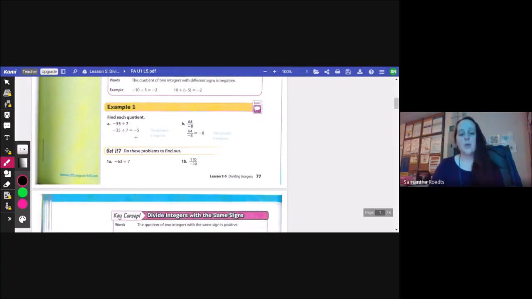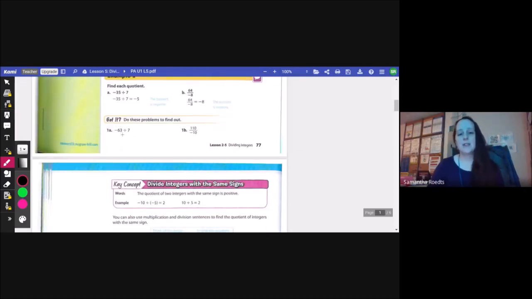Okay, so example 1, find each quotient. -35 divided by 7, different signs. 35 divided by 7 is 5, so my answer is negative. For B, I have 64 divided by -8, different signs. 64 divided by 8 is 8, so my answer is negative. All right, let's try it out. -63 divided by 7. Okay, so different signs. When I divide, I get 9, and it's negative.